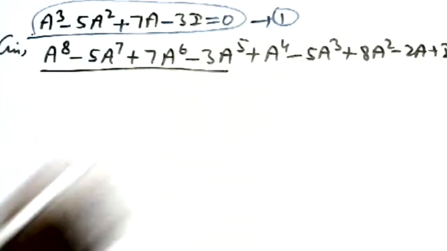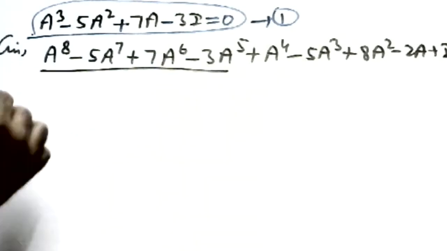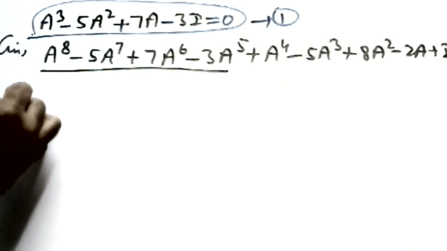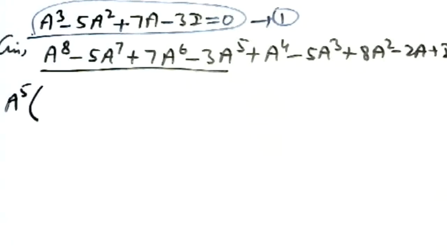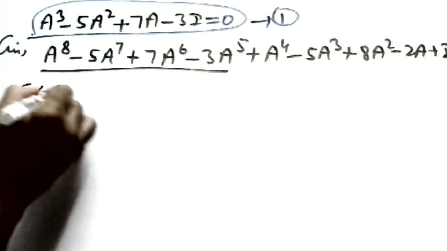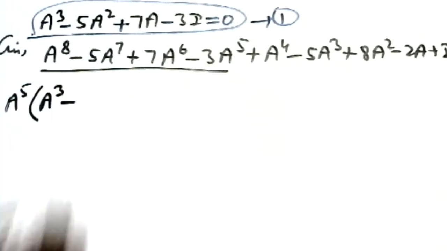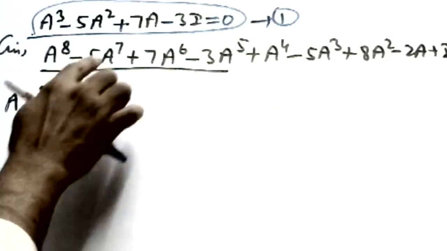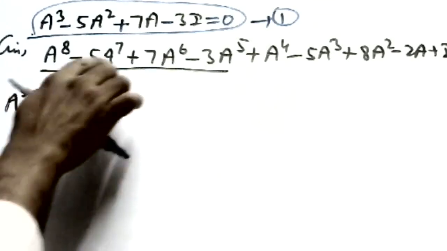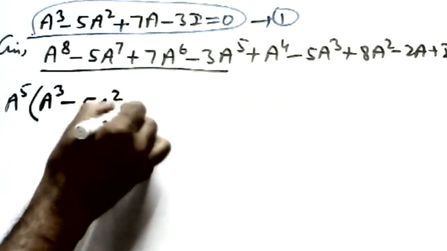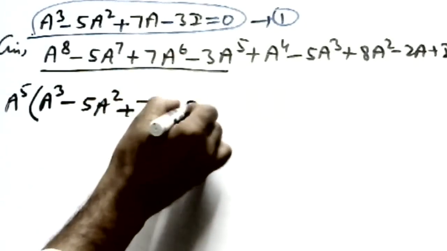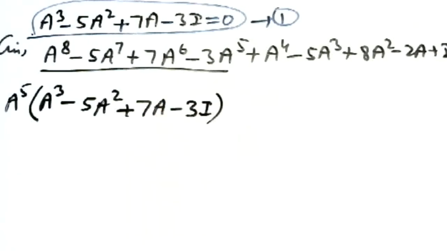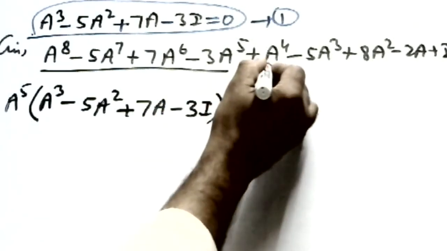You do one thing, from here to here, we can take something common. What can we take common? Let me take A power 5 common. If we take A power 5 common here, what is left? It is left with A cube minus 5 A square plus 7A, we have taken A, and minus 3, we can write 3I. 3 is left, but write 3I.